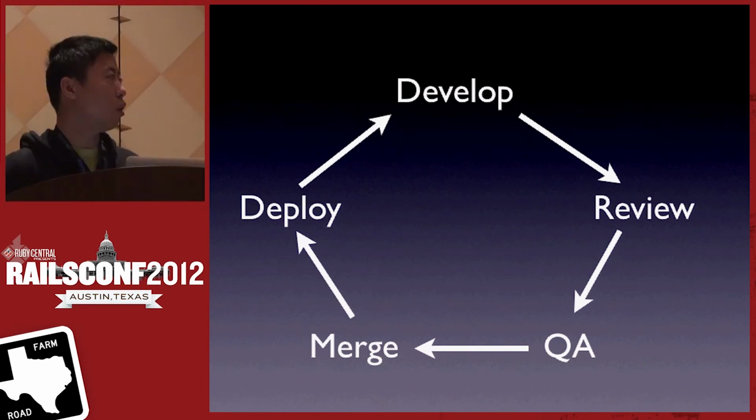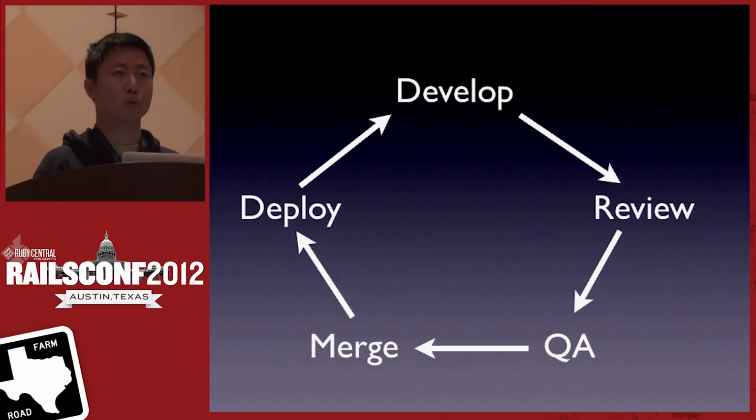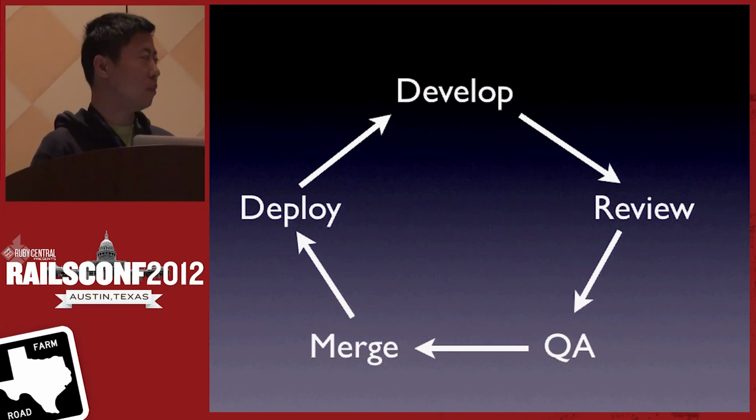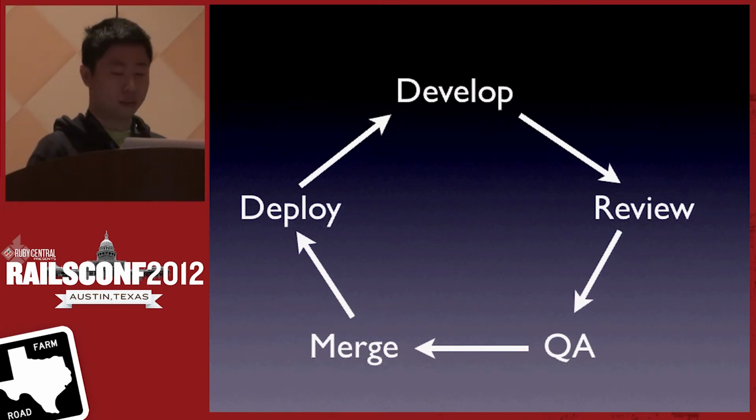Okay, this is our development life cycle for each sprint. We will implement new features or fix bugs, and then we will ask other engineers to do code review. And QA will verify our changes. Then we merge the changes to a release branch. And finally, we will deploy it to the production server. I think most teams using Rails should have a similar process, just like this.